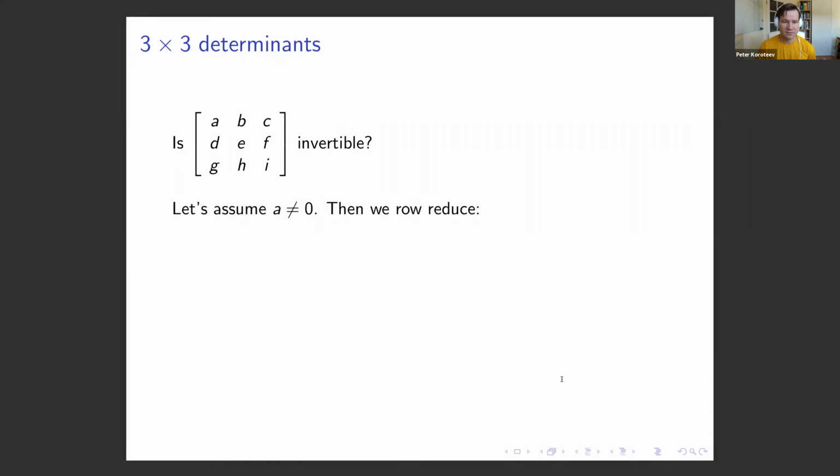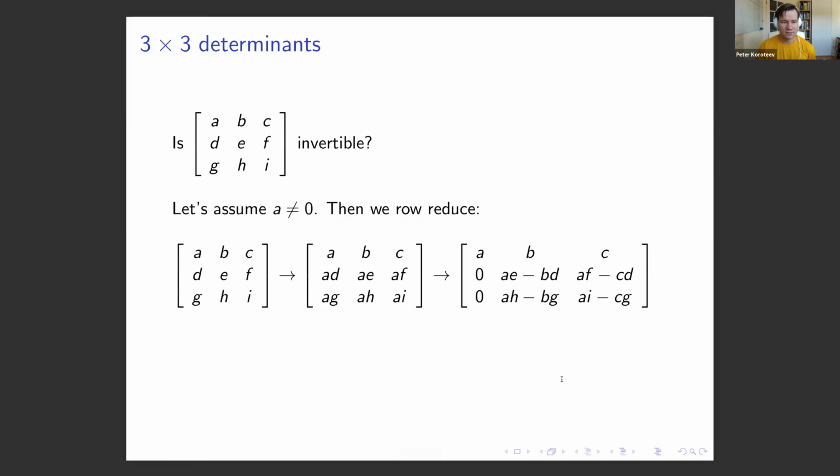Assume A is not equal to 0, and then we can do the row reduction, right? So we'd get rid of these 2 entries below A. So for example, you would multiply the second and third rows by A, and then multiply the first row by -D and add it to the second row, multiply the first row by -G and add it to the third row. That's what you will get.